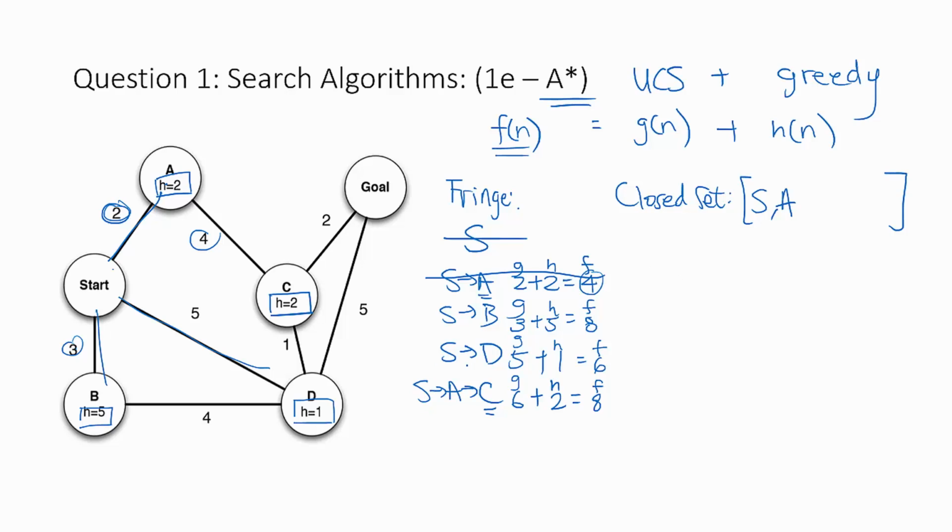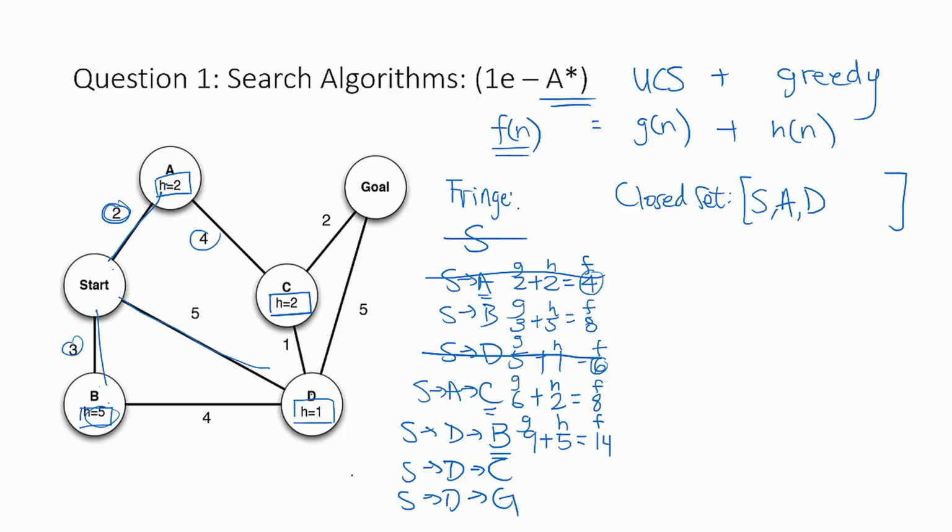Okay, so now the lowest F cost is S to D with the F cost of 6. Let's put D on the closed set, and let's look at S to D's successors. Well, S to D's successors are S to D to B, S to D to C, and S to D to G. S to D to B has a G cost of 5 to get to D plus 4 to get to B. So that's 9. And the heuristic value is for the last state only, and the heuristic value of B is 5. So let's put that, and the F cost is 14.